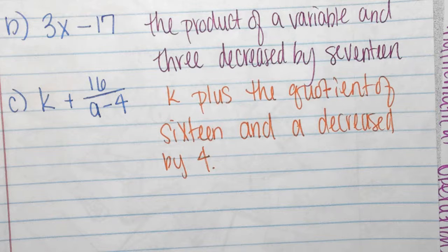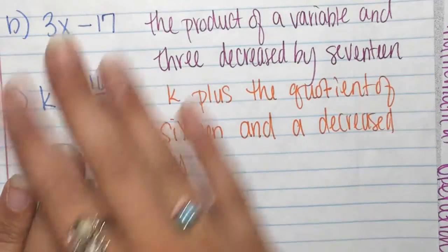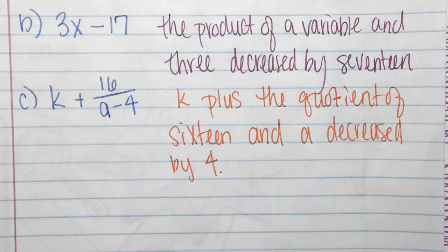Woo! Does anybody have one different? Okay, tell me. Lexi, right? Okay. K plus 16 divided by the difference of A and 4. Awesome. Do we have another one? Besides Jackson. So are we okay with these? We agree? We're good? Great job, both of you.